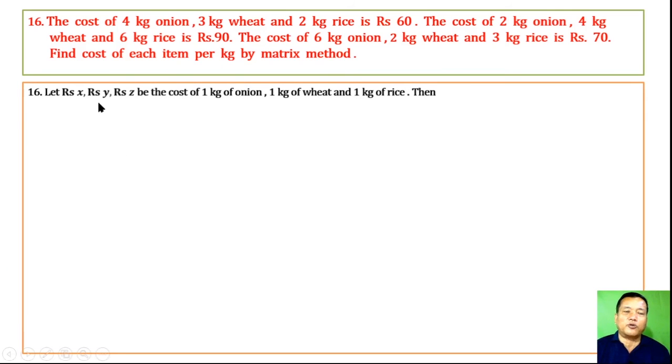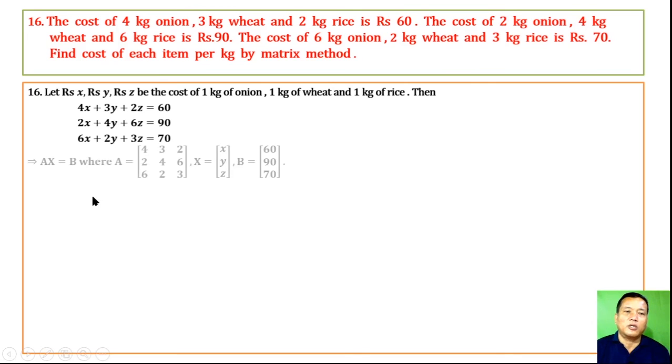Let rupees X, rupees Y, rupees Z be the cost of 1 kg of onion, 1 kg of wheat and 1 kg of rice respectively. Then by given condition we get 4x plus 3y plus 2z equal to 60. Again 2x plus 4y plus 6z equal to 90. And 6x plus 2y plus 3z equal to 70.